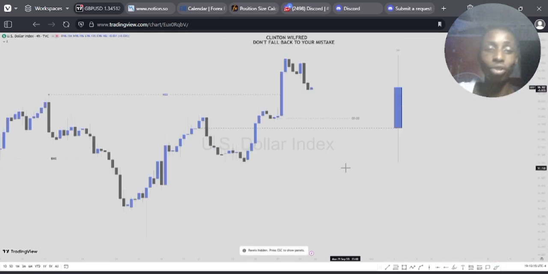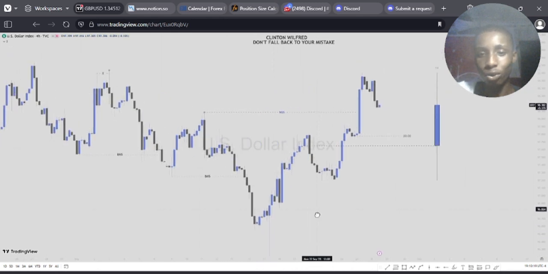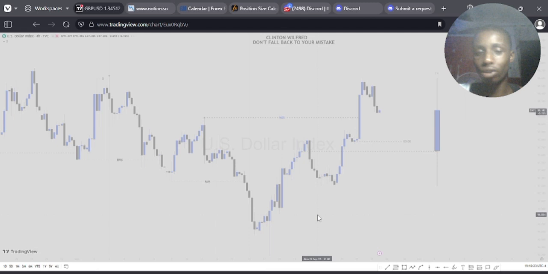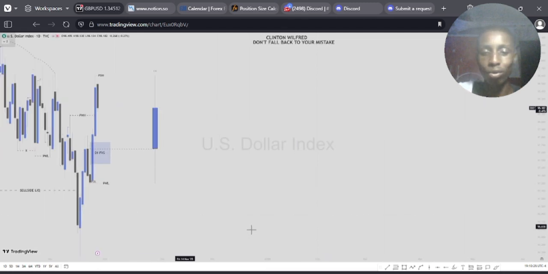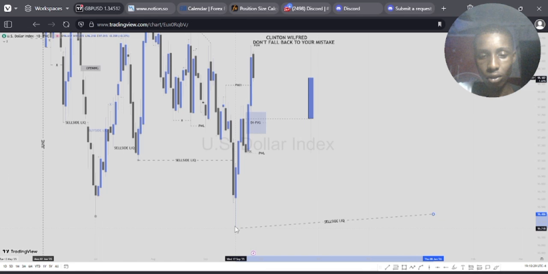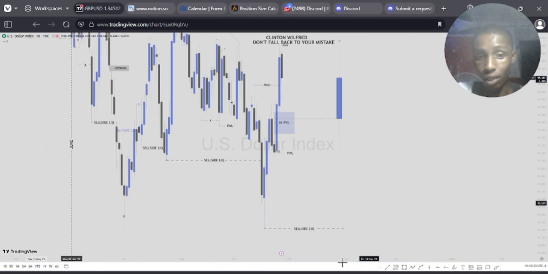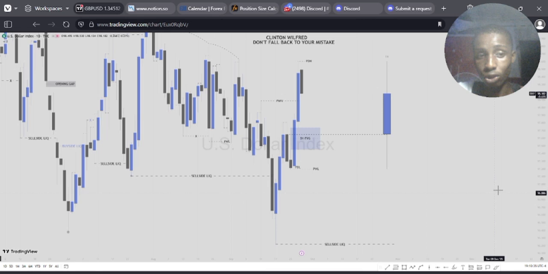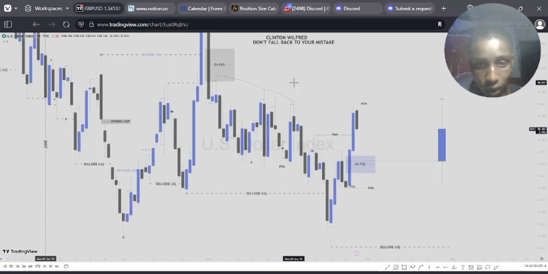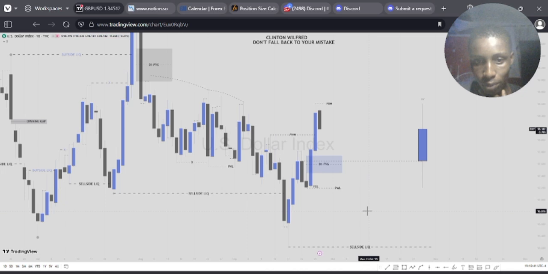I don't look for entries on DXY. I don't take trades on DXY. What I actually do on DXY is look for directional buyers, just directional buyers, that's all. So don't expect any trades from me on DXY. I actually only look for directional buyers on DXY.